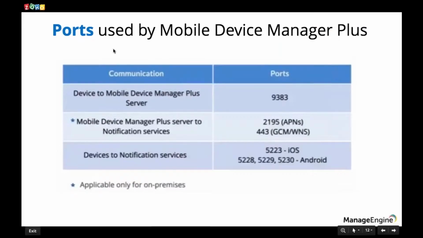As already mentioned, for the communication between the devices and the Mobile Device Manager Plus server, a few ports need to be opened. For secure communication between the devices and the Mobile Device Manager Plus server, the inbound port 9383 should be opened. These are the other ports that are required for smooth communication. Remember that some of these ports are applicable only for the on-premises version.